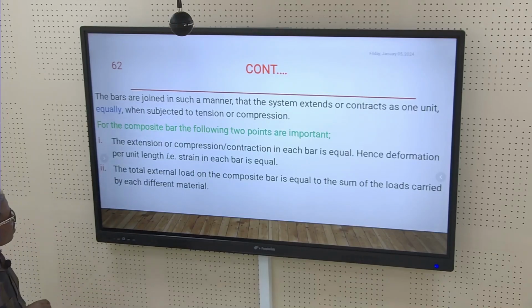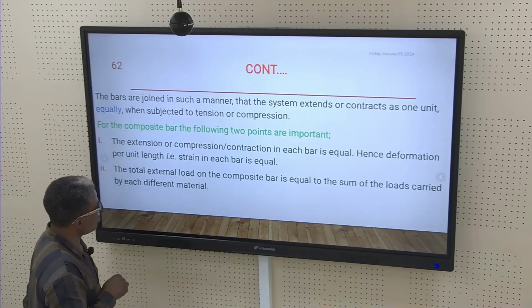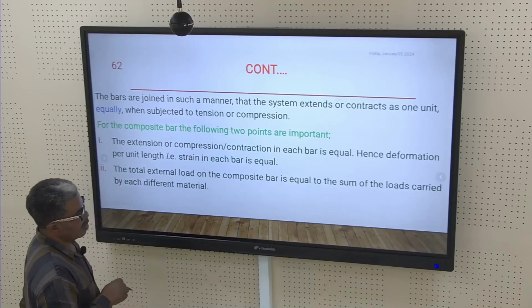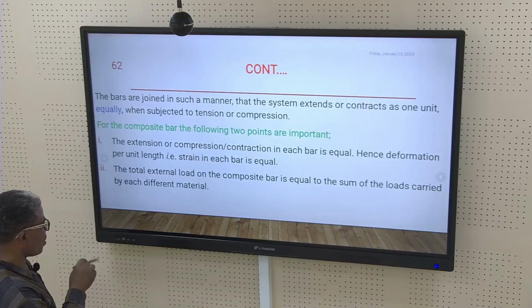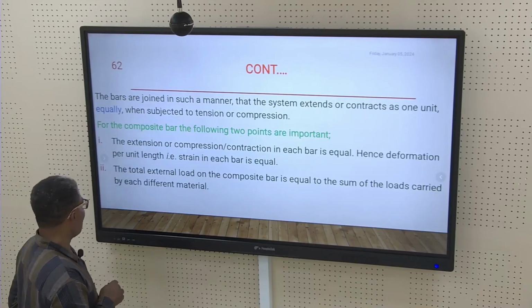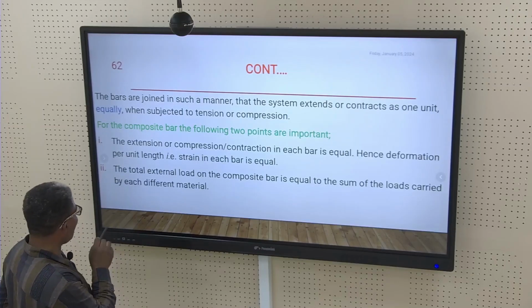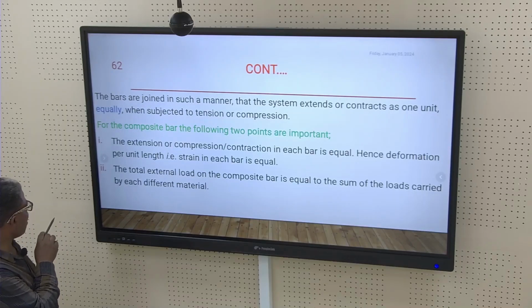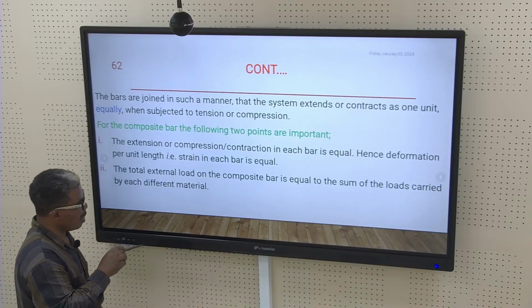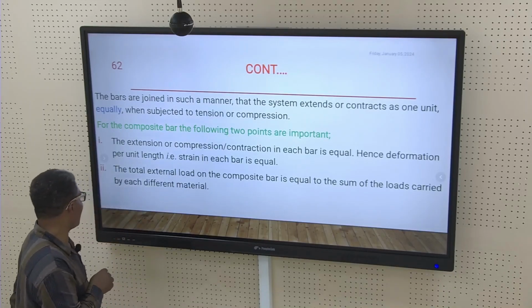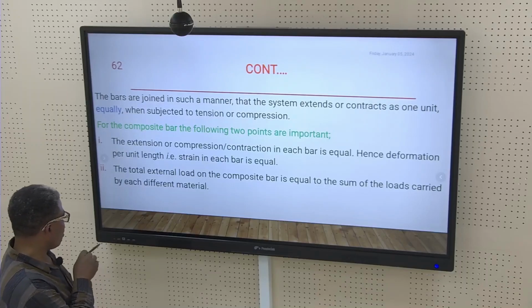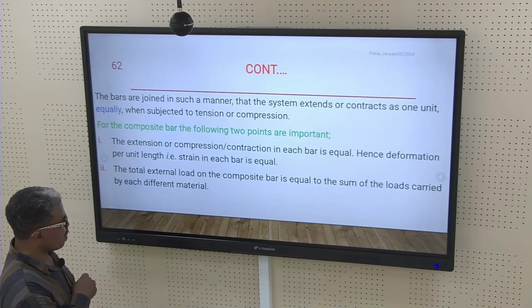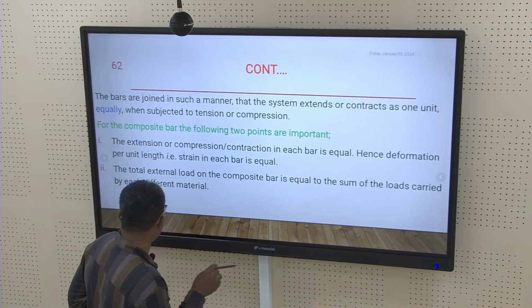For the composite bar, the following two points are very important. The extension or contraction in each bar is equal. Hence, deformation per unit length, that is strain, in each bar is equal. You have to remember that the strain for both, even if they are different materials, will be equal. Second point to note: the total external load on the composite bar is equal to the sum of the loads carried by each different material.